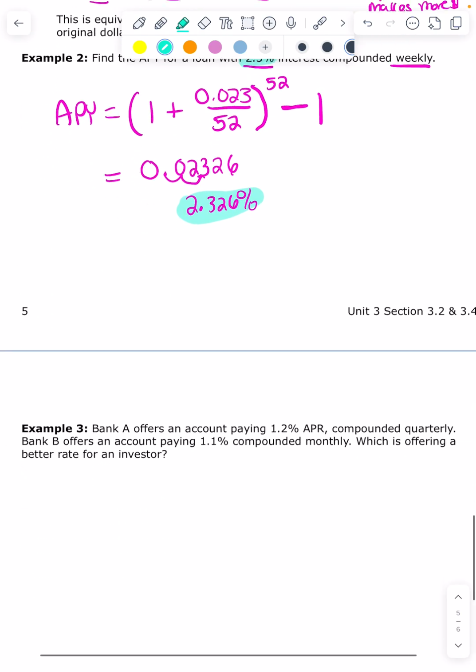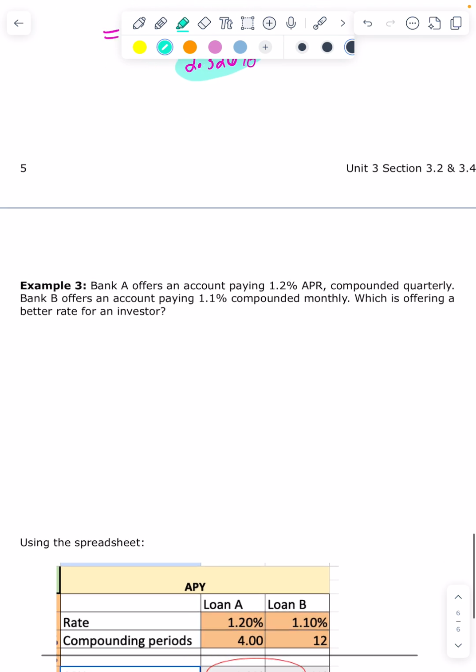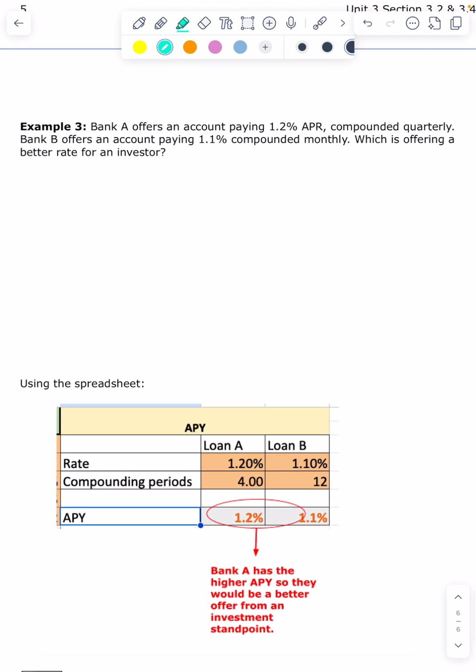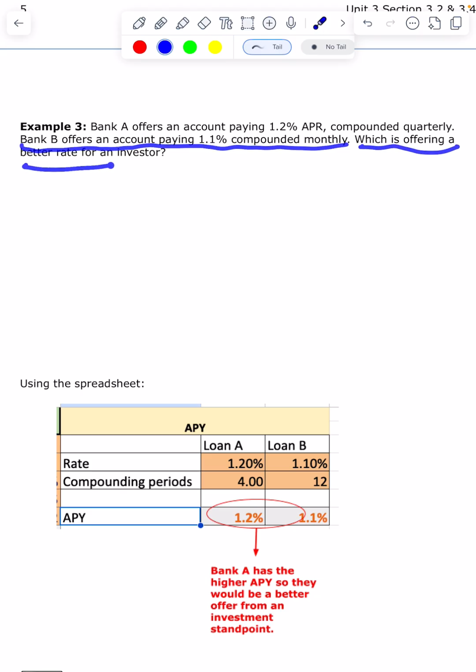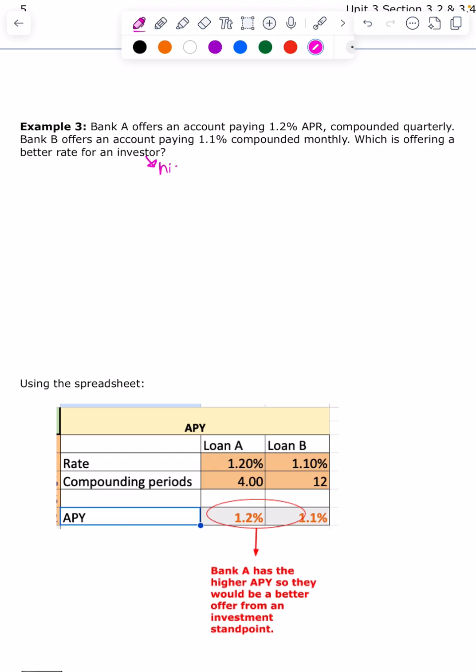So now we'll do one where we're going to compare a couple of different rates. So we have one bank, Bank A, offers an account paying 1.2% APR compounded quarterly, and Bank B offers an account paying 1.1% compounded monthly. Which is offering a better rate for an investor? So an investor wants to make more money, so an investor wants the higher rate.